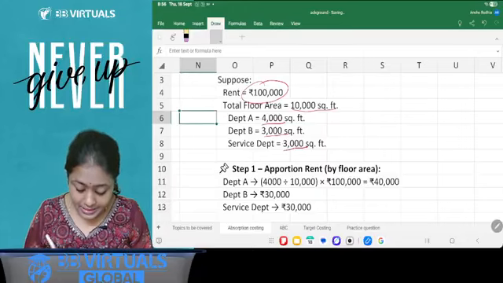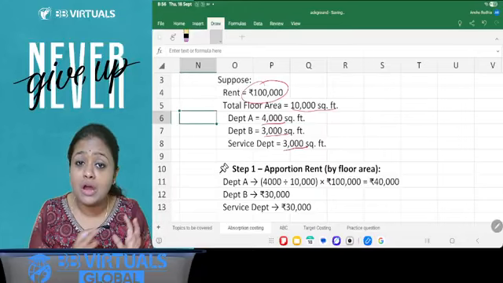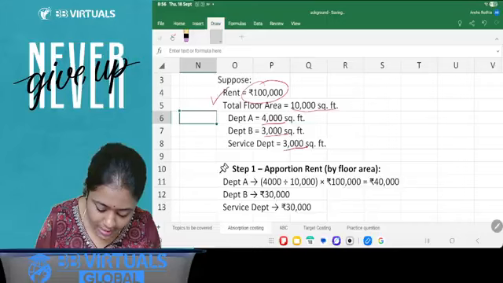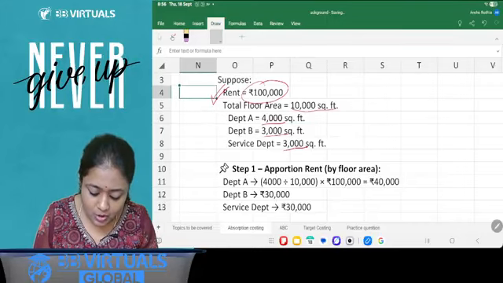Step 1. Step 1 is you will do apportionment. But what are you going to apportion? You're going to apportion your overheads, which in here is your rent.